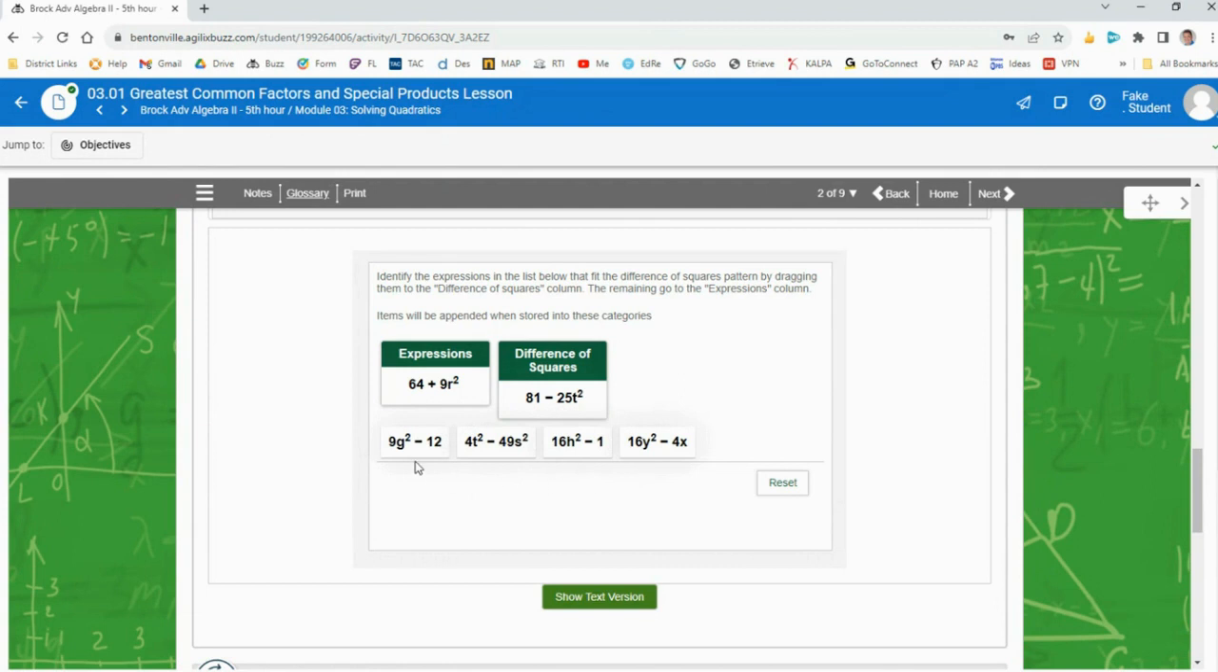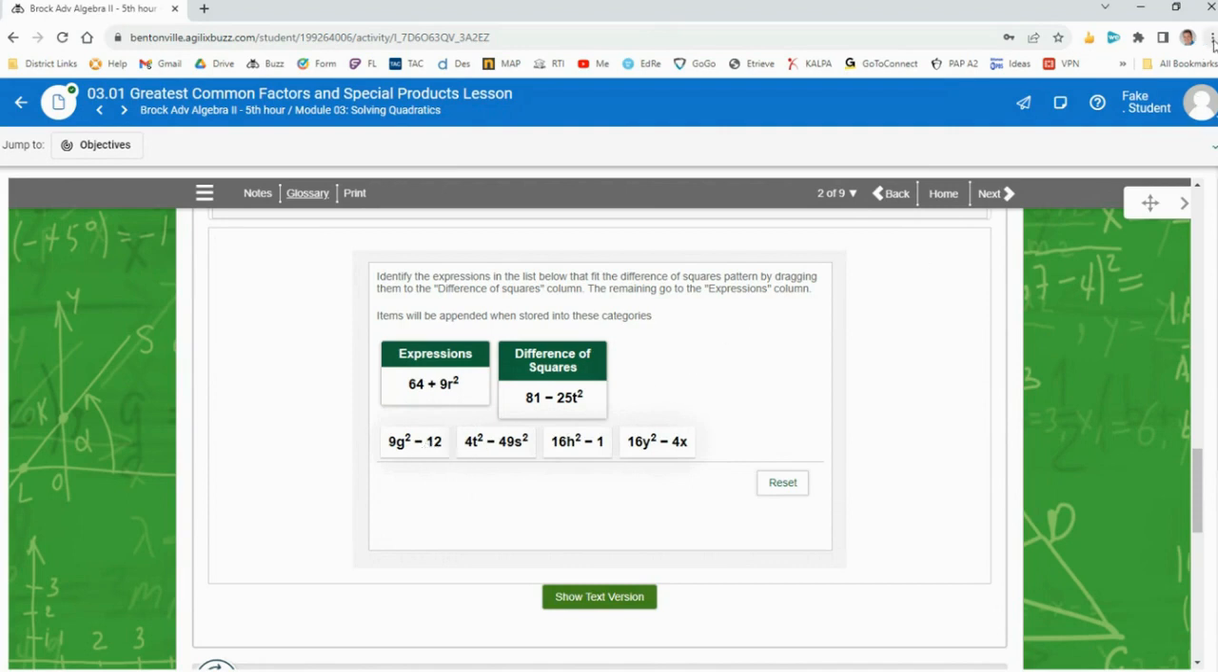This one's just, okay, is 9g squared minus 12 a difference of squares? There's not a sum of squares rule. It has to be an integer. A perfect square would be an integer. So, yeah, 12 is not a perfect square. We can take the square root of 12, but it's not a perfect square.